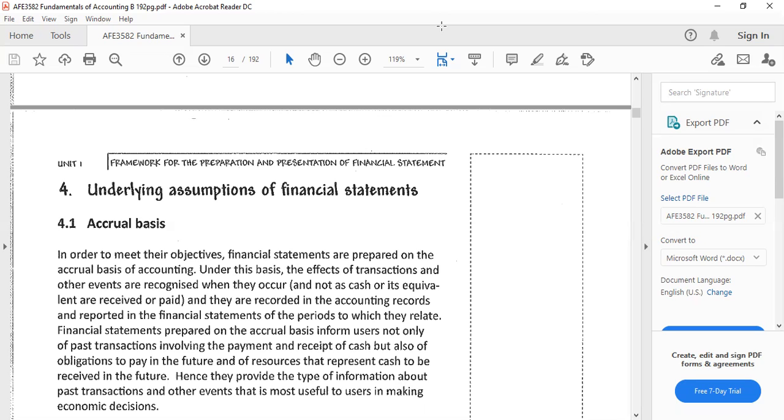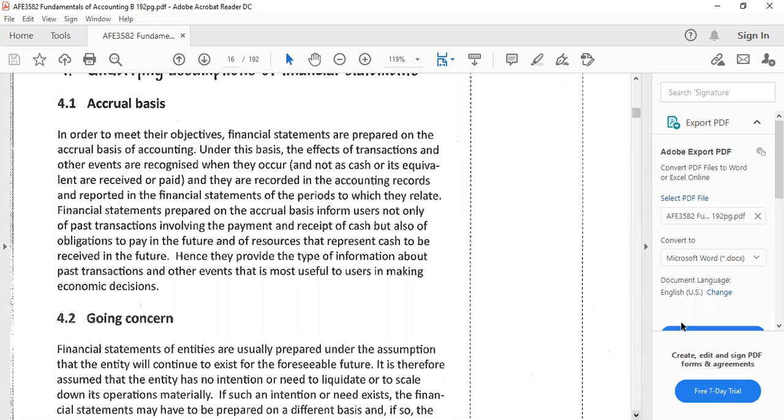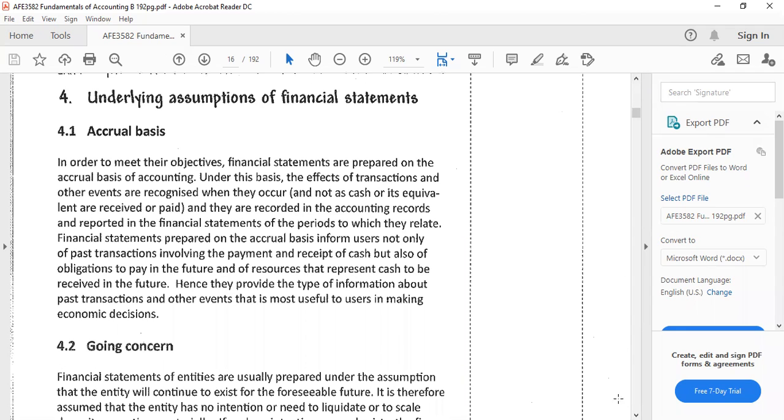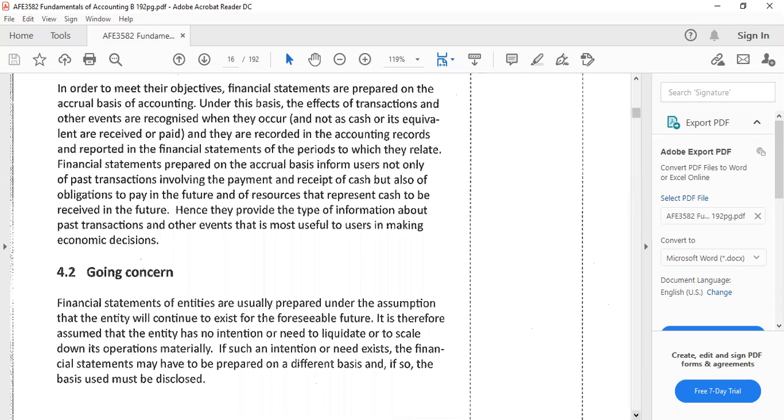Okay. We can continue. And then another assumption of the business is going concern. We spoke of the accrual basis. So we're moving on to the going concern.